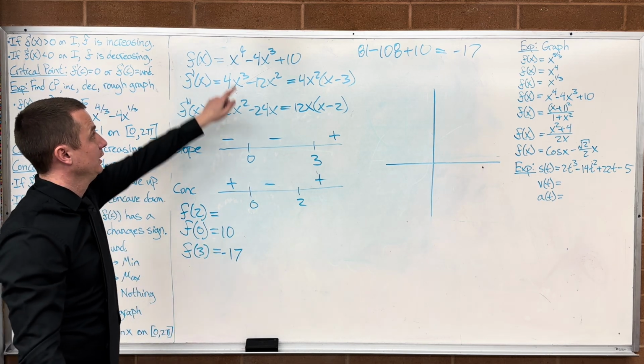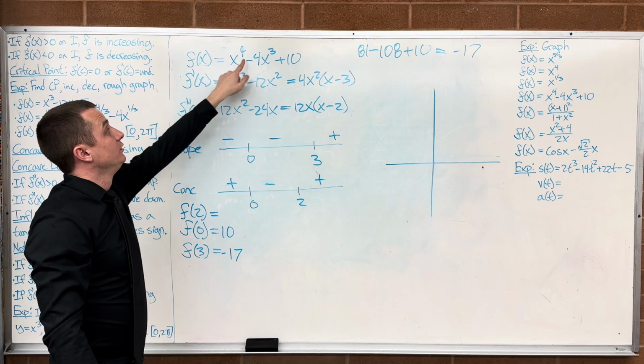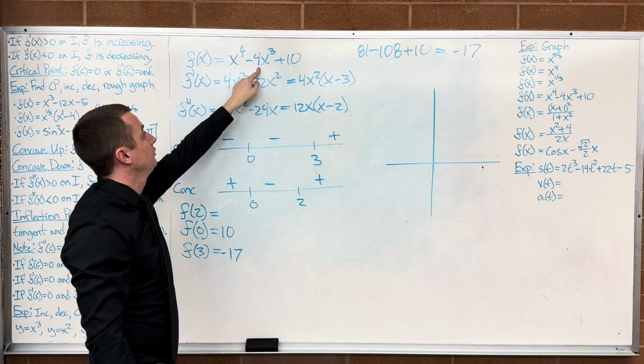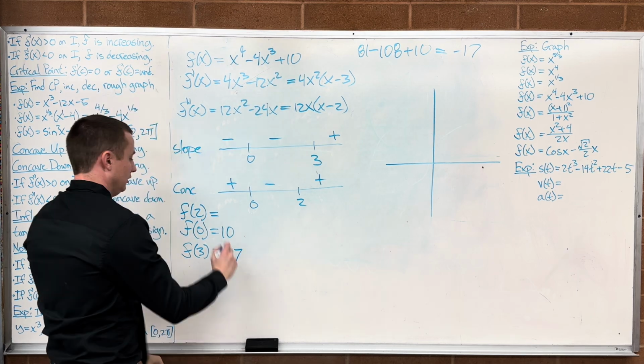When we plug in 2, what do we get? 16. 16 minus 32 is negative 16, plus 10 is negative 6.